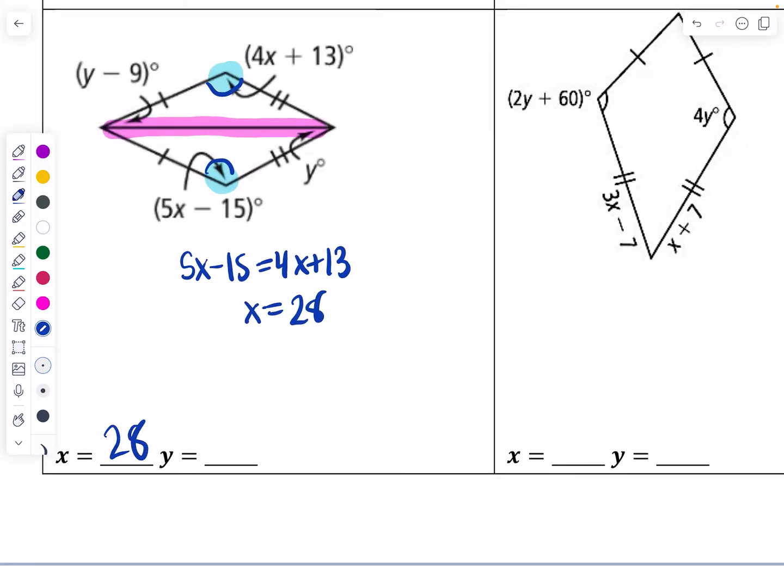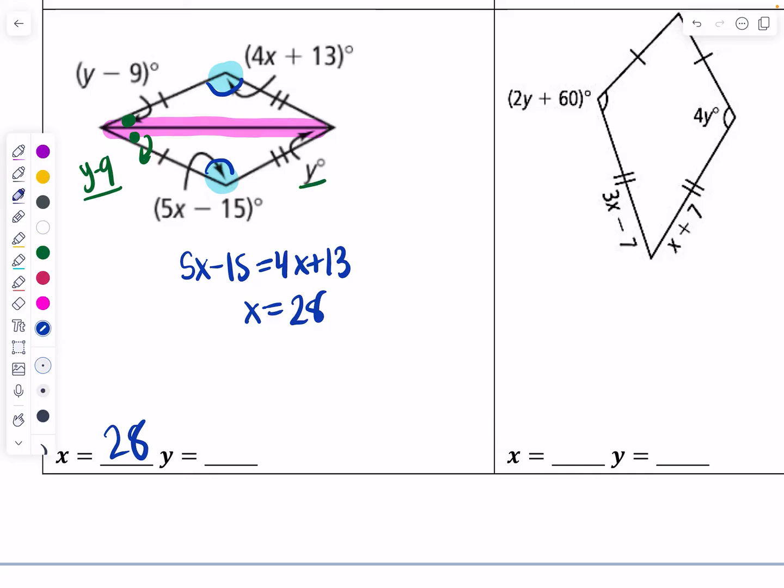Now I just need to solve for y. So where is a y pointing to? This is y minus 9. So that's also going to be on this side. I can copy that to here. This is also going to be y minus 9. Okay, where else do I see a y? Well, here's a y, and then here's an x.